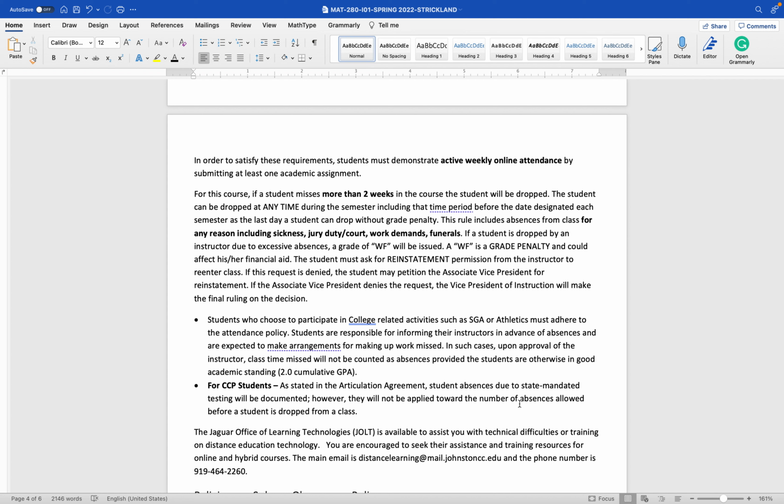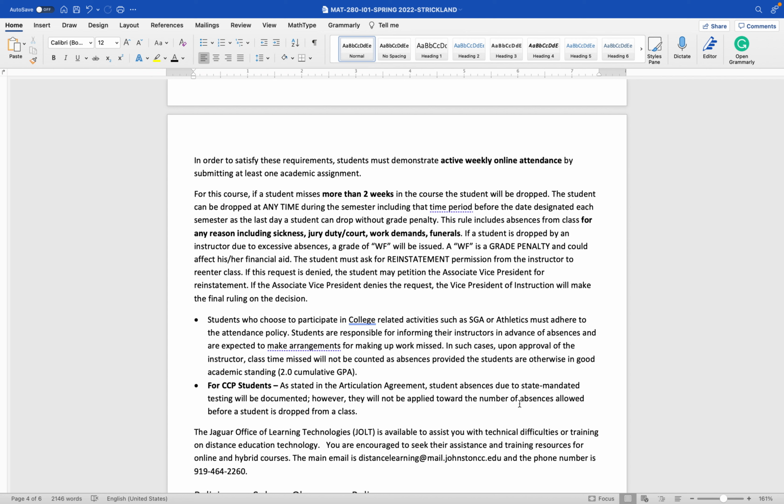For this course, if a student misses more than 2 weeks in the course, the student will be dropped. And the student can be dropped at any time during the semester, including that time period before the date designated each semester as the last day a student can drop without grade penalty. And this rule includes absences from class for any reason, including sickness, jury duty in court, work demands, and funerals. If a student is dropped by an instructor due to excessive absences, a grade of WF will be issued.